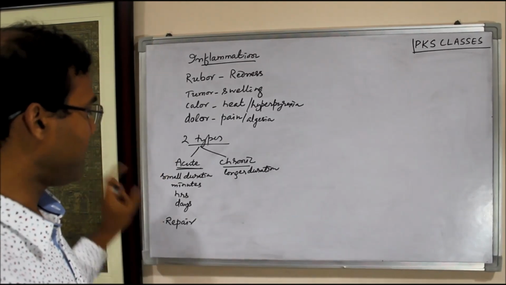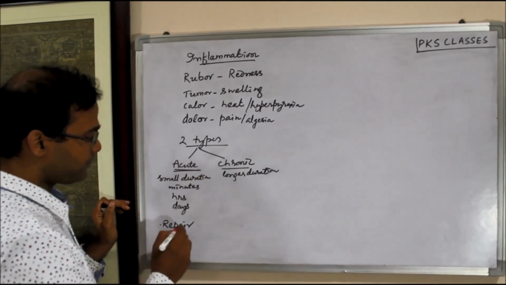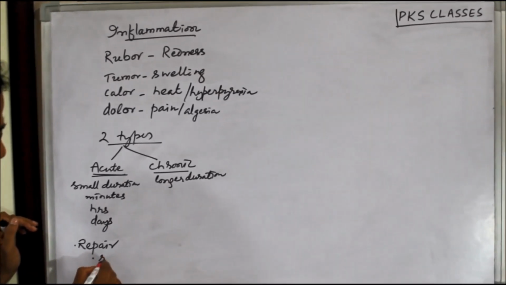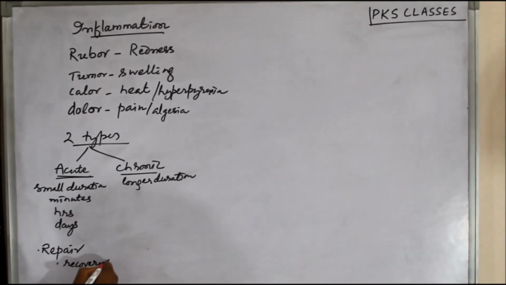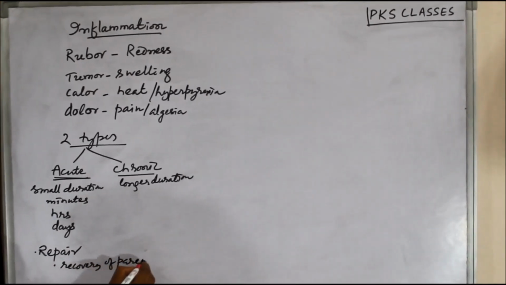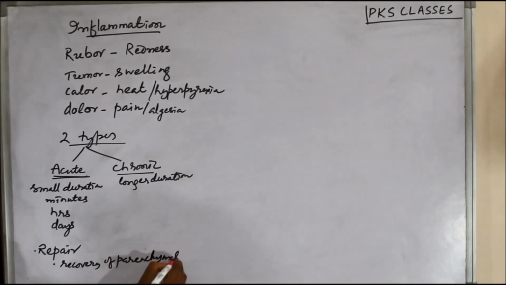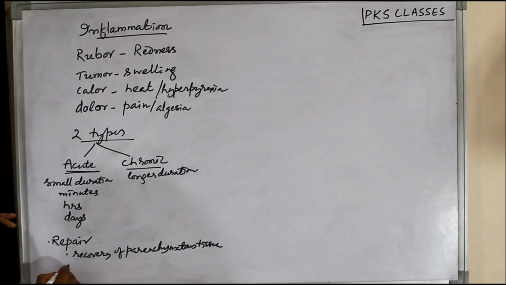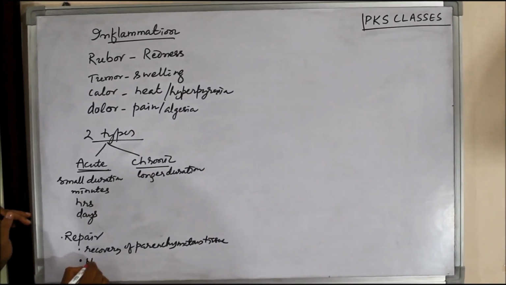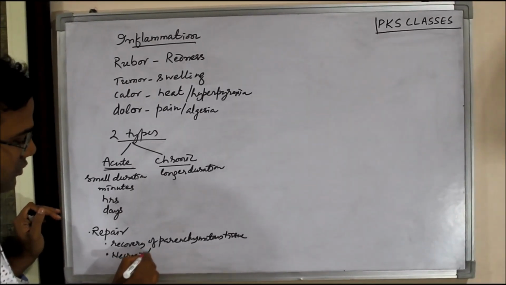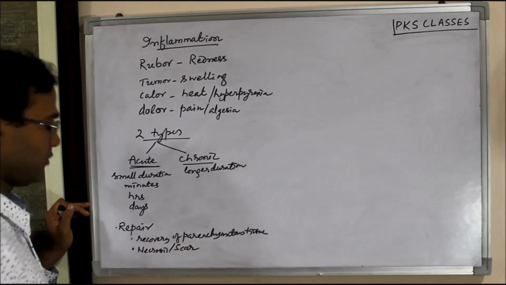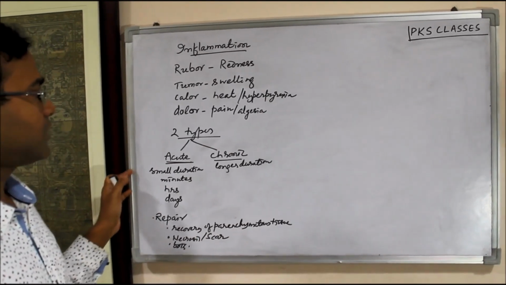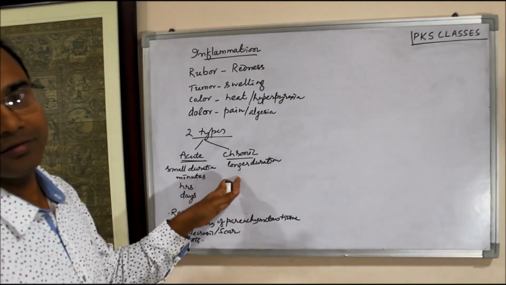So repair means there will be recovery of the parenchymatous tissue, or there will be necrosis and there will be scar formation, or there can be both. But this is lacking in the case of chronic.